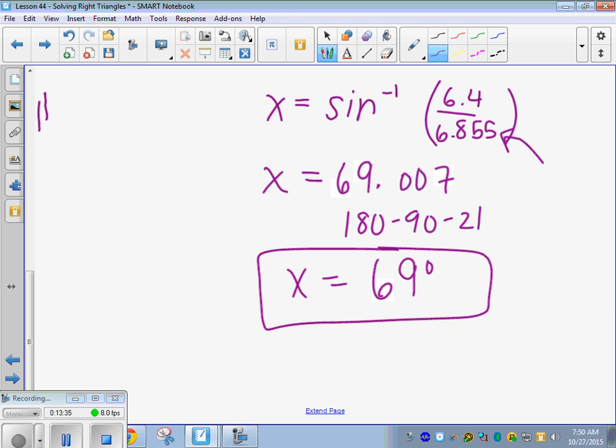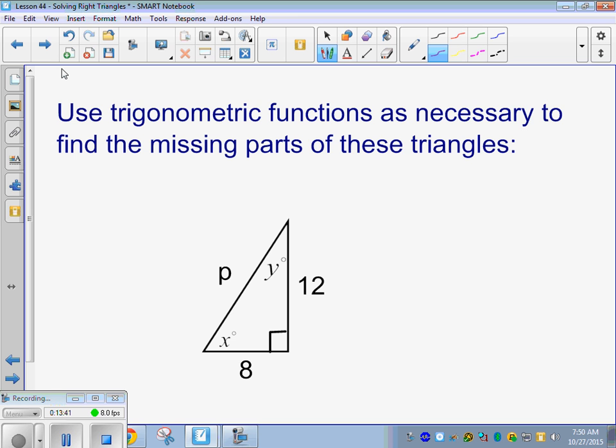Yeah, Sydney? Oh, I would use triangle sum for sure. But there are times where you do have to do it that way, like on this one. So that's why I showed you. Okay? So let's take a look at this triangle. Go ahead and draw that right triangle.